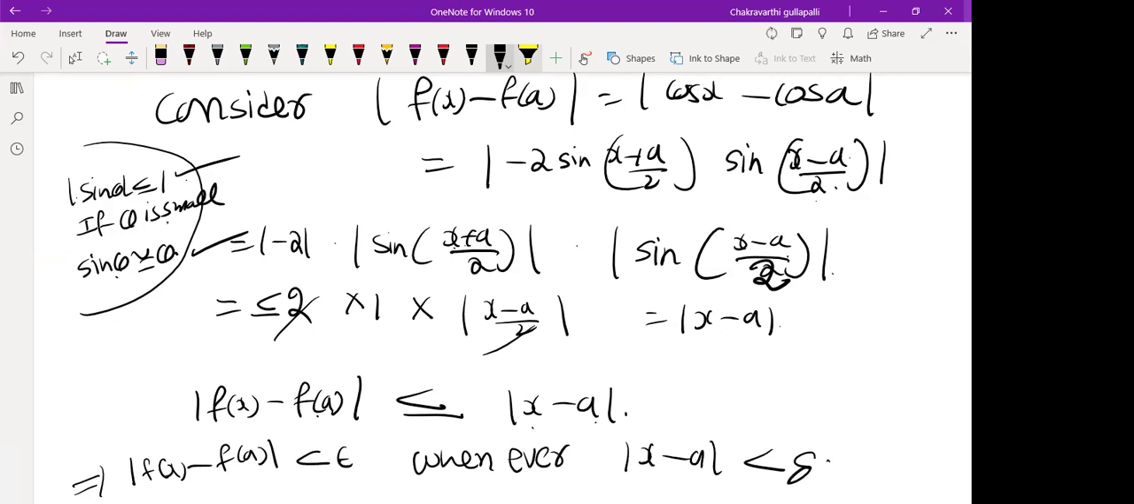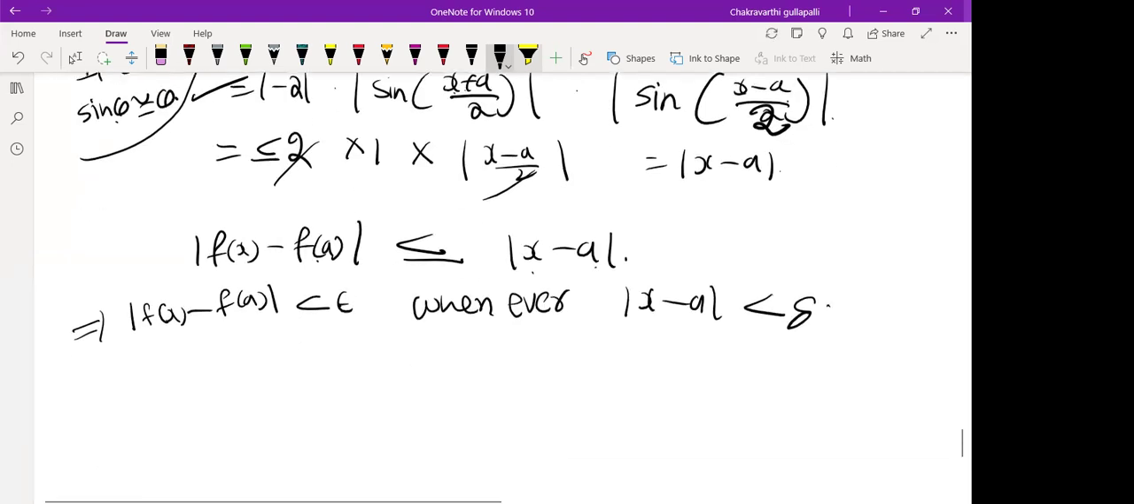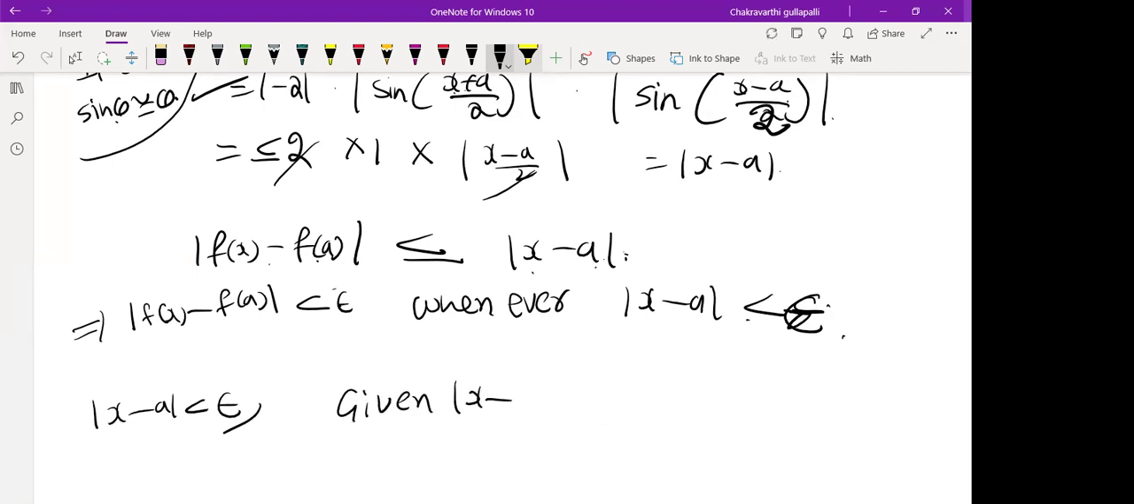Now compare this with the given equation. So this is less than epsilon whenever this is less than epsilon. When is the left side less than epsilon? Only when the right side is less than epsilon. So |x minus a| is less than epsilon, we got. What is given is |x minus a| is less than delta. These two together mean, when are both going to be satisfied? Only when delta is less than or equal to epsilon. Because earlier we stated this, and this will be satisfied only when delta is less than or equal to epsilon. It should be positive, of course.